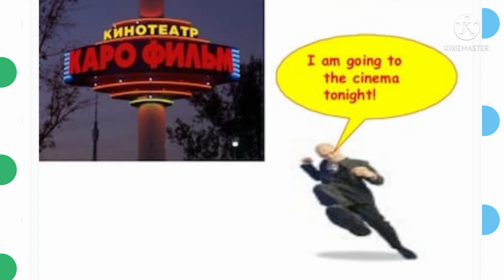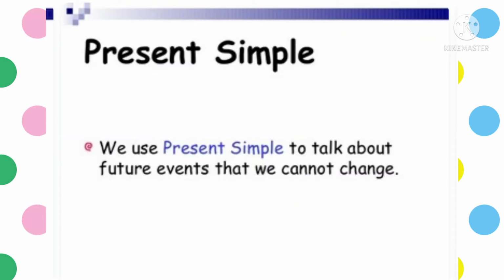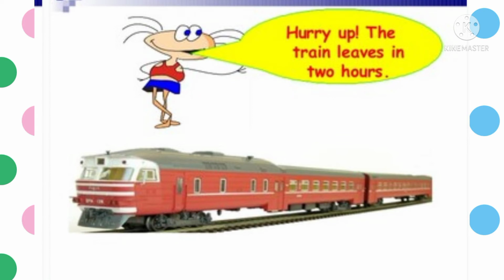Already it's planned. We use present simple to talk about future events that we cannot change. Okay, and some of the events will be happening in the future, but we have already planned it and we cannot change. For such events, we use present simple to express future. Example, hurry up, the train leaves in 2 hours. Already it's scheduled, it cannot be changed. Similar way, when we talk about the school reopens on Monday. Even though it happens in future, we use simple present to talk about a future event that's already planned and which we cannot change.